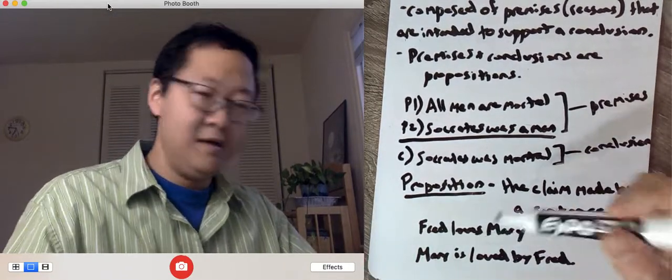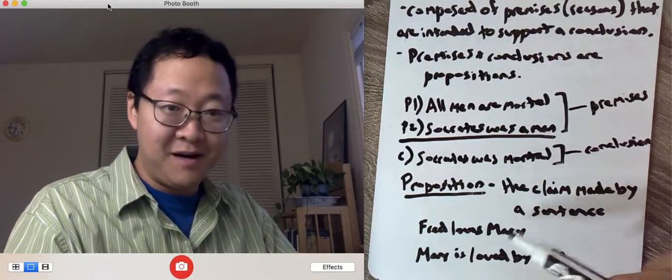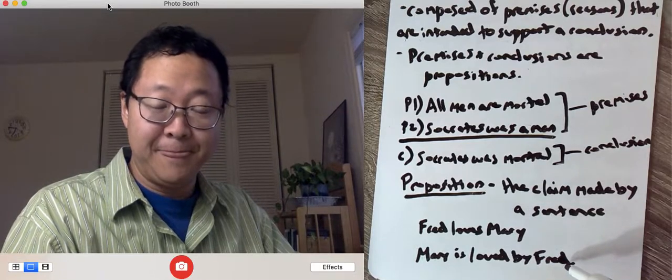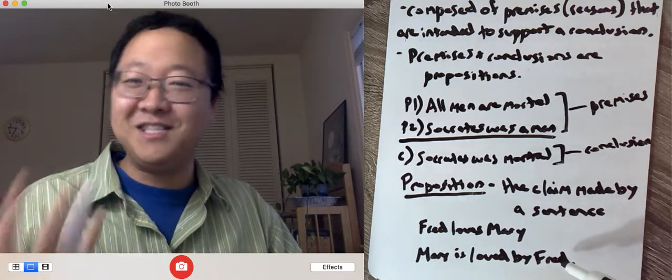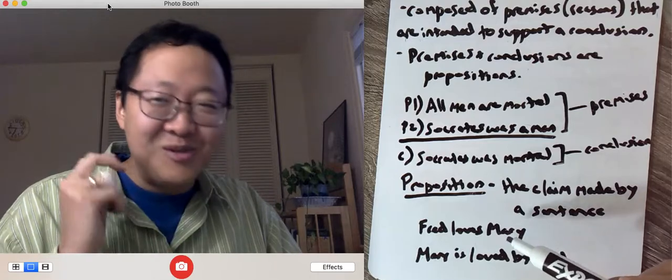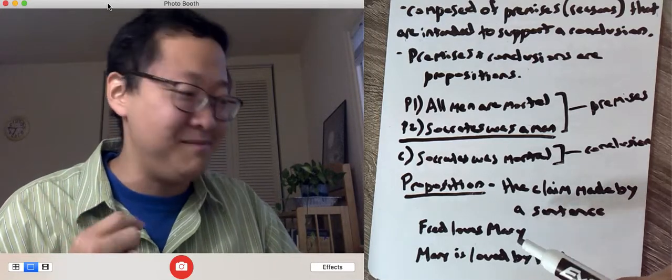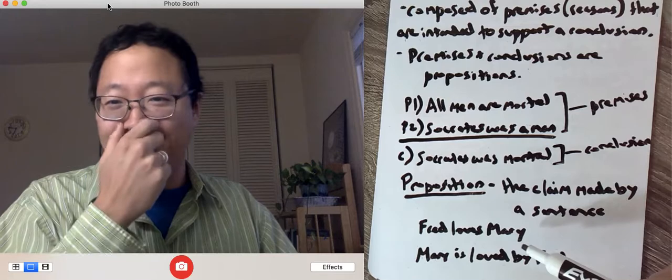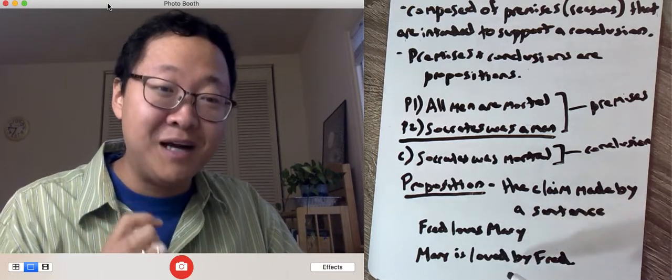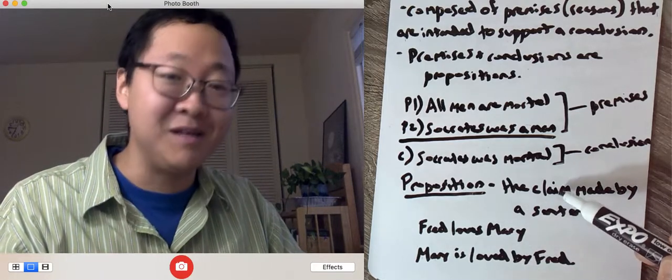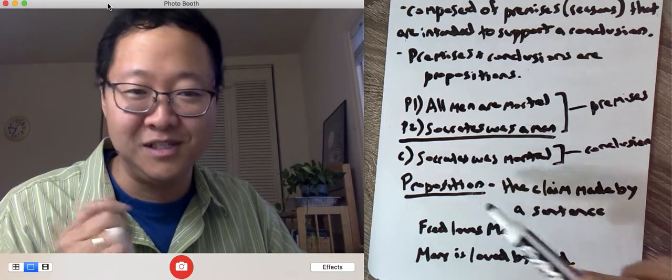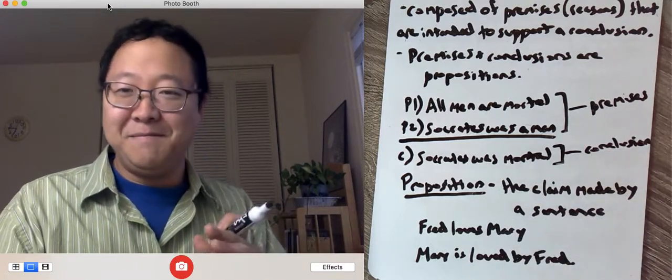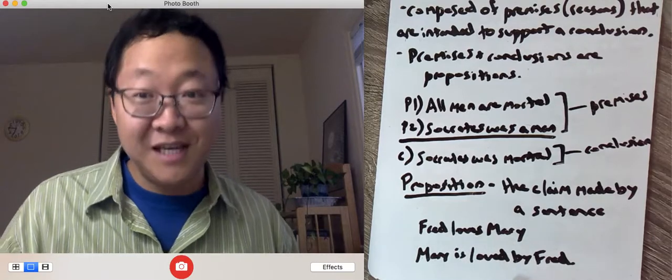Suppose I say Fred loves Mary and Mary is loved by Fred. Haven't I made the same claim? There's no difference in the claim I made between these two. So the way we say it is, these express the same proposition. They're the same claim, and that's all we mean by proposition.